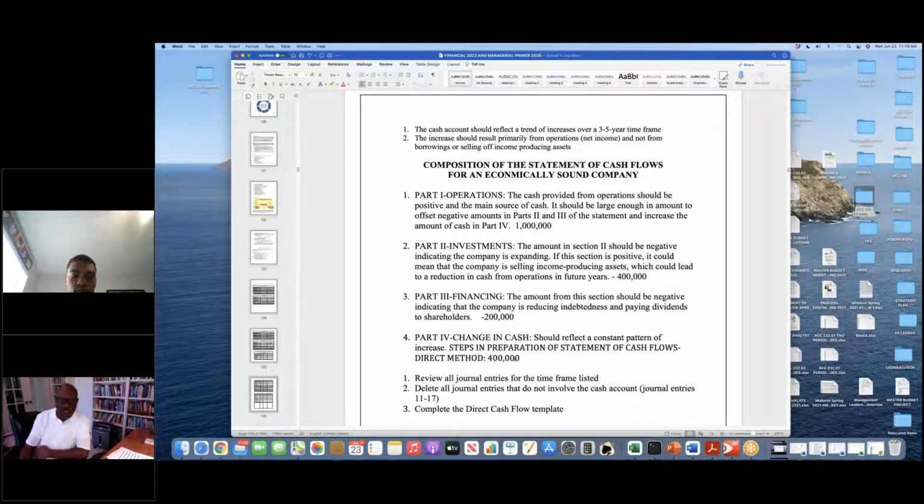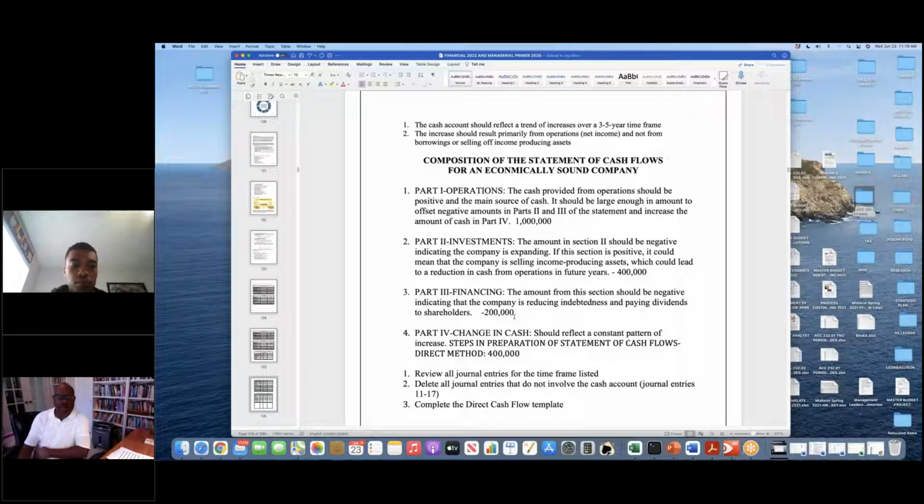Just like with you personally, if you have a salary of $100,000 and you buy some more assets for 40, you pay off some student loans for 20, you've got 40 left over, you're doing pretty good. So we have to make that same analysis for a company.